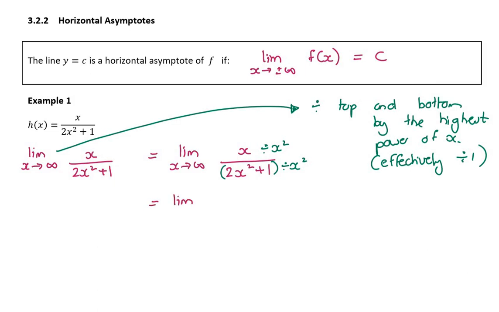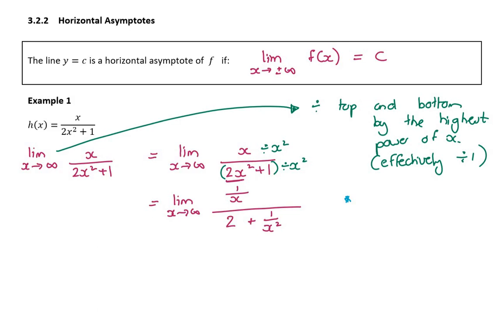So now, what does this mean? Well, the limit as x tends to infinity of, well, x over x squared would be 1 over x. 2x at the bottom here, 2x divided by x squared would be 2. And 1 divided by x squared will be 1 over x squared. Now, what happens here is we now take the limit as x tends to infinity.